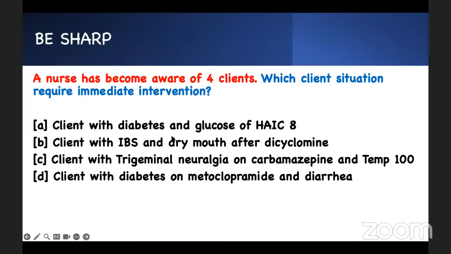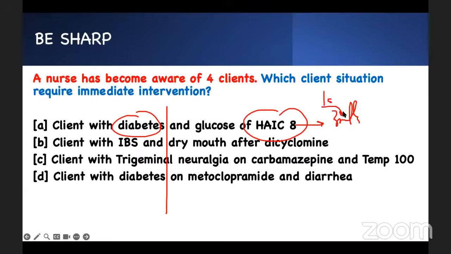The nurse has become aware of 4 clients. Which client situation requires immediate intervention? Okay, you have to be sharp once again. Who requires immediate intervention? Which one of these? I have a diabetic patient, hemoglobin A1C of 8. This is a 3-month problem. I have 1 second. Why would I spend my 1 second on a 3-month problem? I don't have time for you. We'll deal with it later on, and I just have 1 second. So let me see if I can give the 1 second to somebody else.